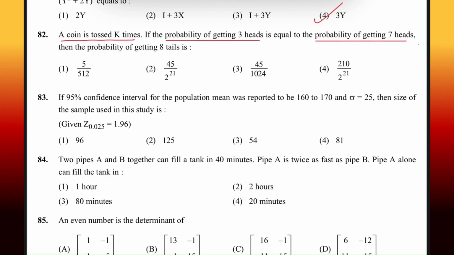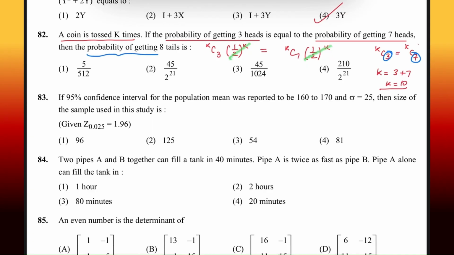Okay, how do you find the probability of 3 heads out of k? That is kC3 (1/2)^k, and that equals kC7 (1/2)^k. The (1/2)^k cancels out on both sides, and you finally get kC3 equals kC7. So what is the value of k? k must be equal to the number of successes plus the number of failures, right? So k equals 3 plus 7, which is 10.